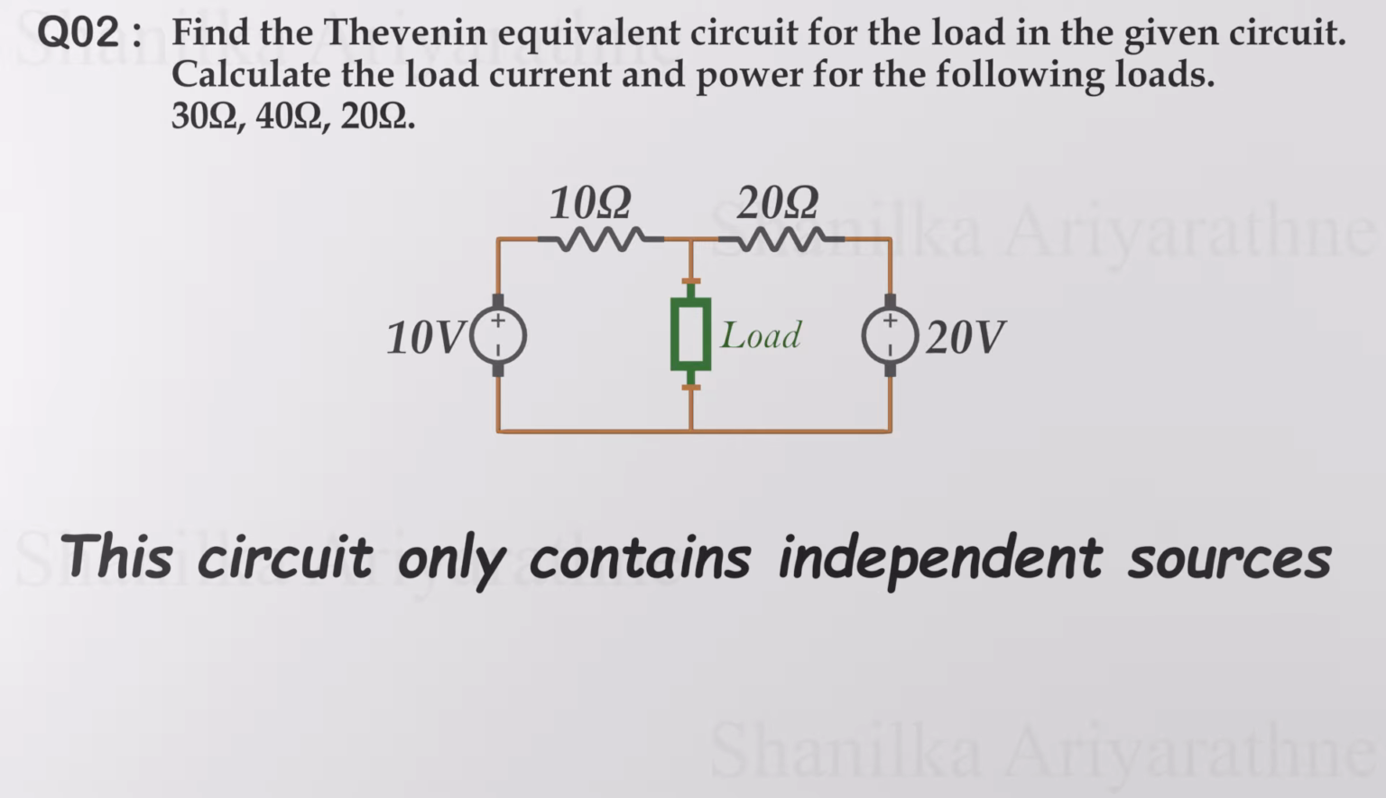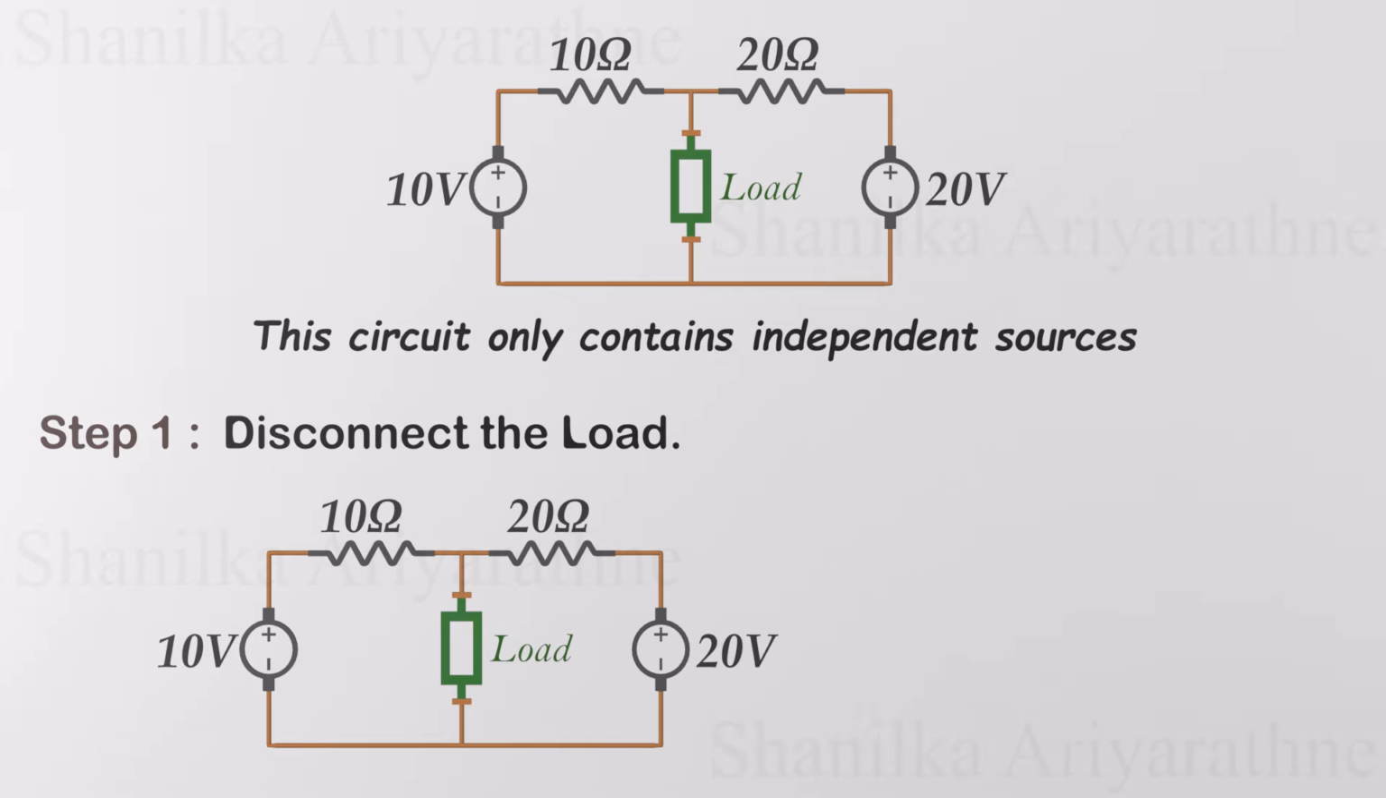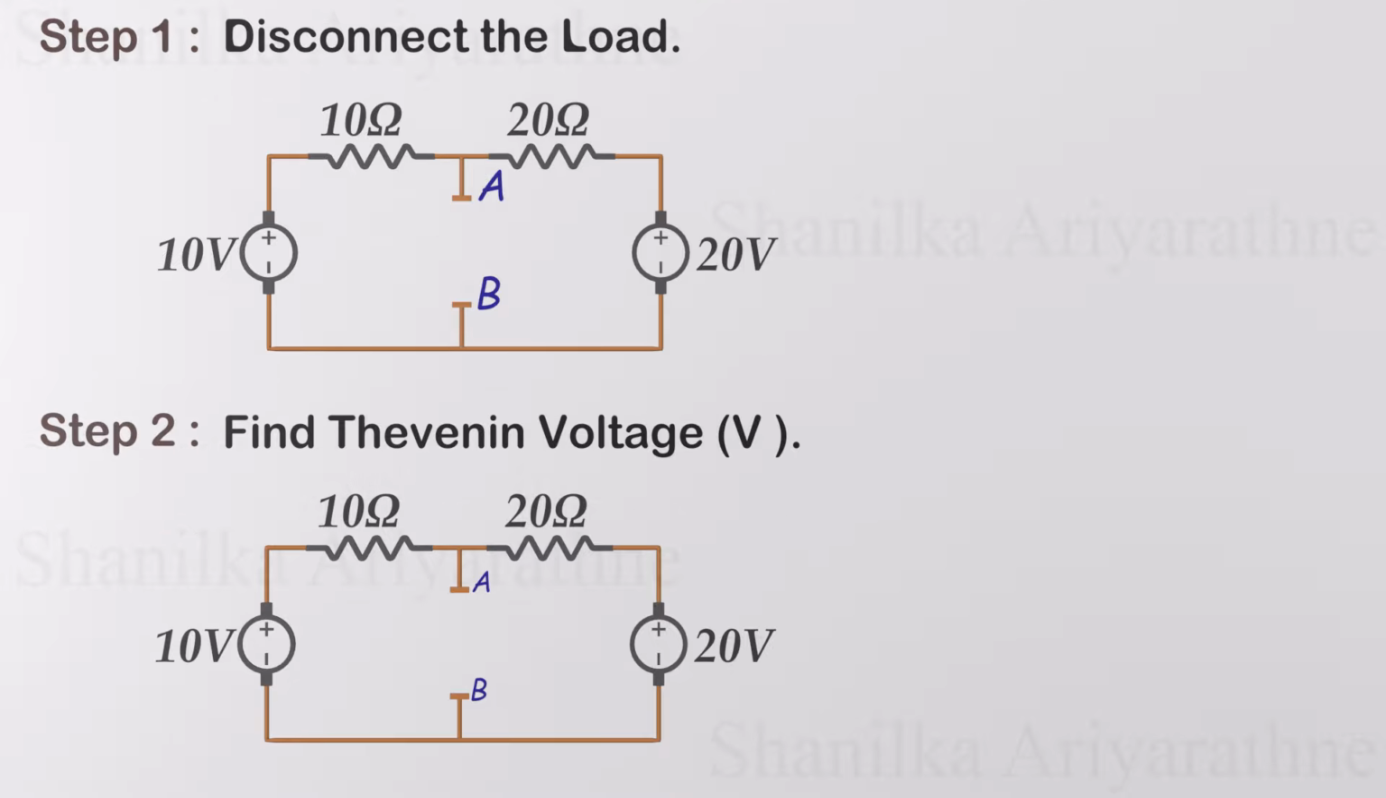This circuit only contains independent sources, 2 voltage sources, so this should be solved under case 1. First step is disconnecting the load. Remove load resistance, and keep the nodes A and B disconnected. Now we can analyze the circuit without the influence of the load. Now we can calculate the voltage across the nodes A and B. This is the Thevenin's voltage.